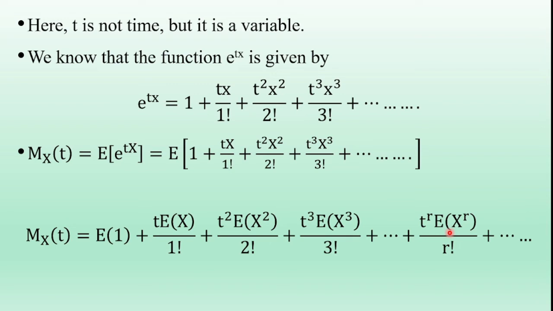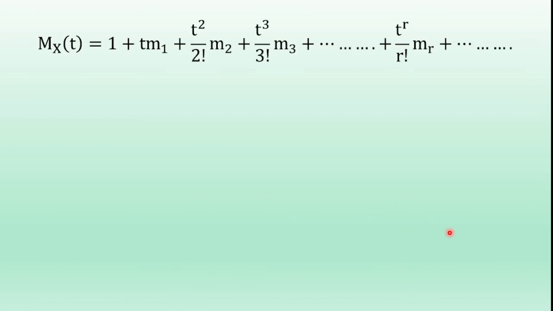Therefore, from this equation, the moment generating function of a random variable is mx of t is equal to 1 plus t m1 plus t square by 2 factorial m2 plus t cube by 3 factorial m3 plus and so on, t power r by r factorial into m suffix r plus and so on. Here m suffix r is the rth moment of a random variable.